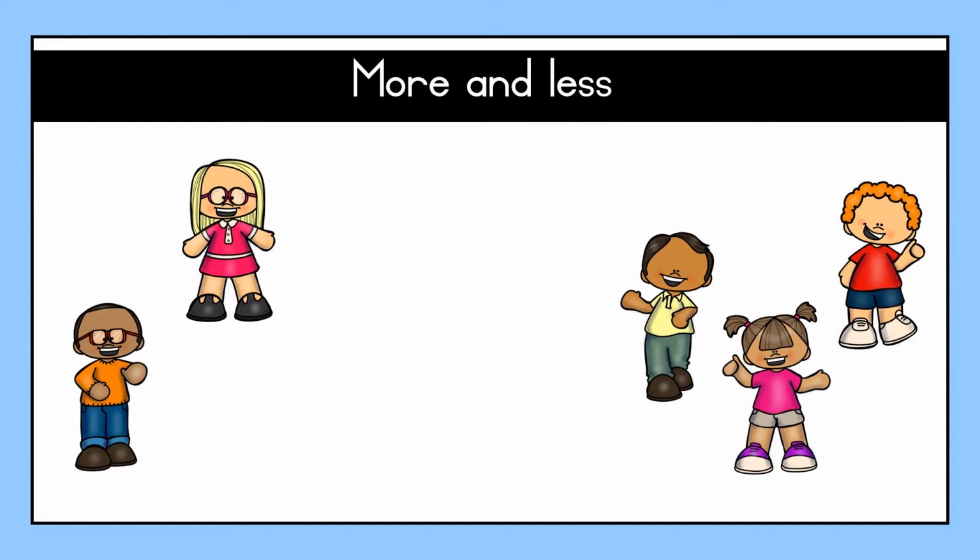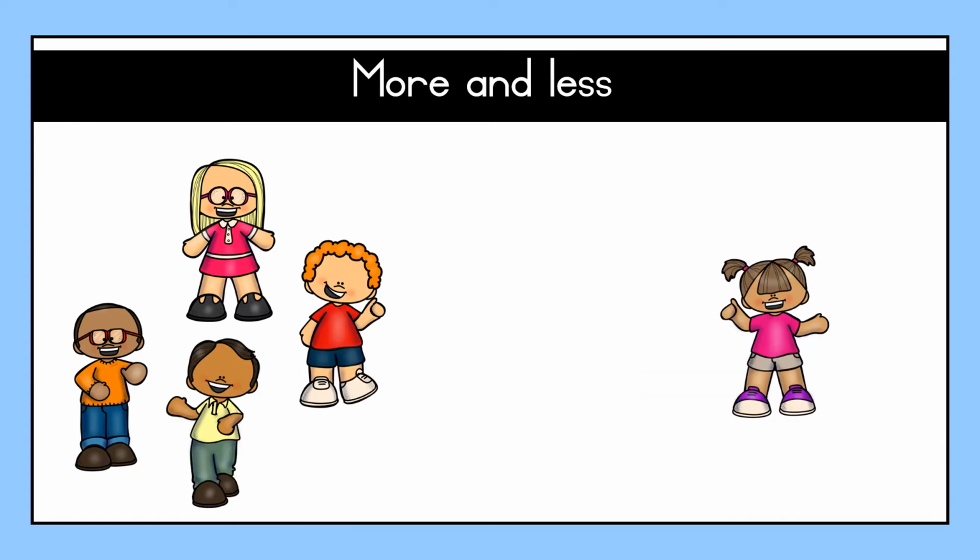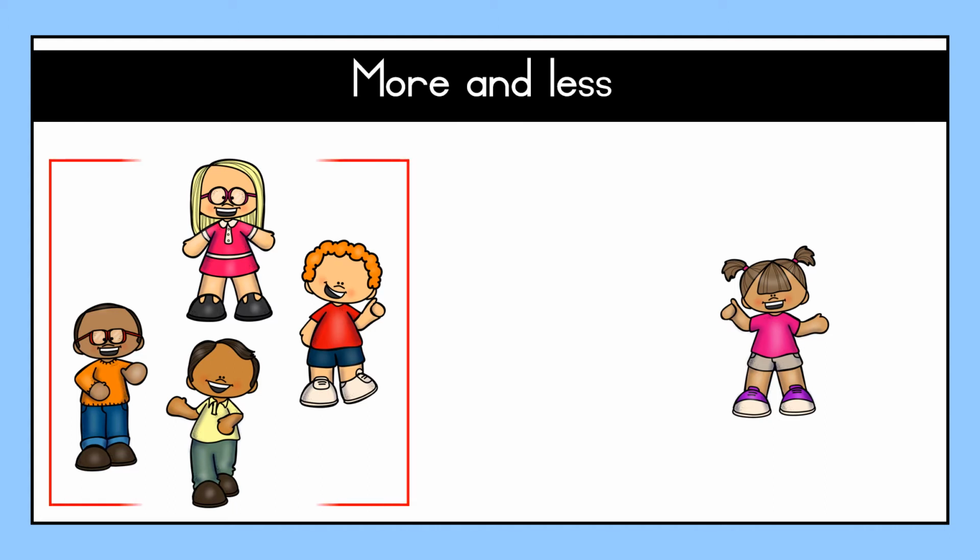Let's see if you can do it by yourself. Which group has more than the other one? This one. Well done, because this one has 3 friends and the other one has 2 friends. And this one, which side has more friends? Yes, this one. It has 4 friends and the other side has less friends.